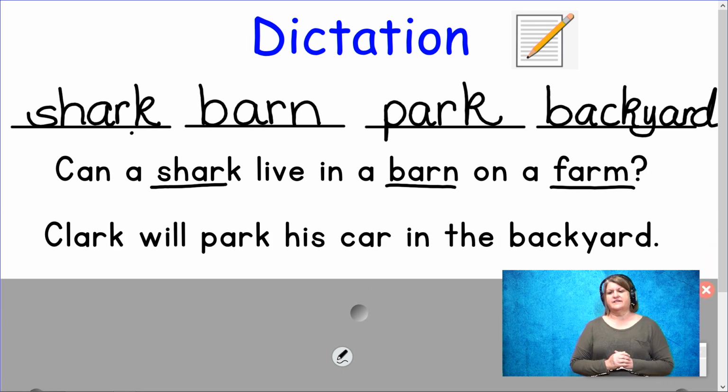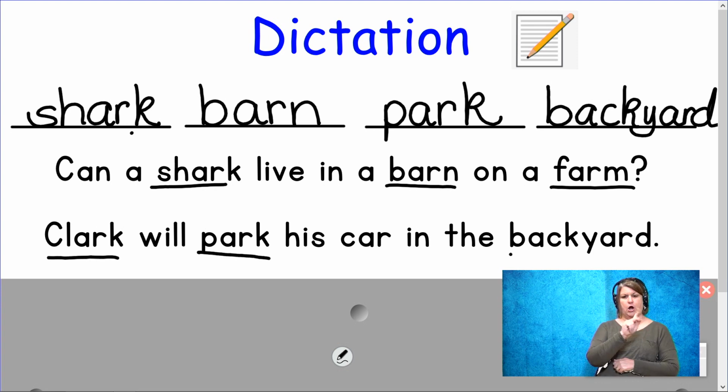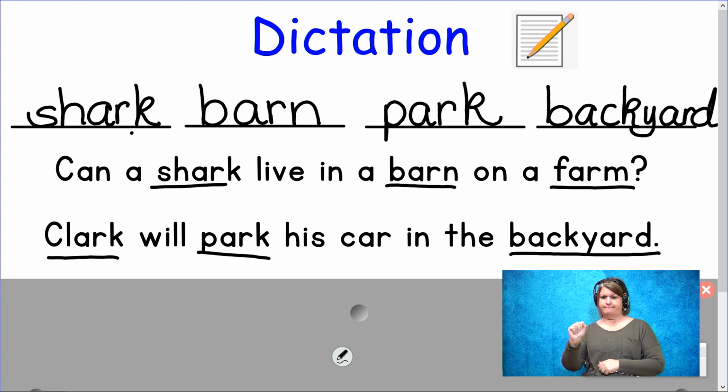Can you pick out the words with AR? Good job. Clark, park, and backyard. That was one we just spelled. Let's read this one together. Clark will park his car in the backyard. Good job reading, writing, and spelling words with AR, boys and girls.